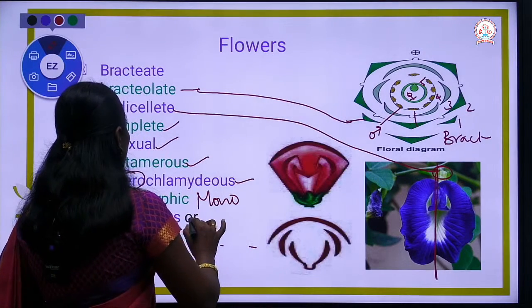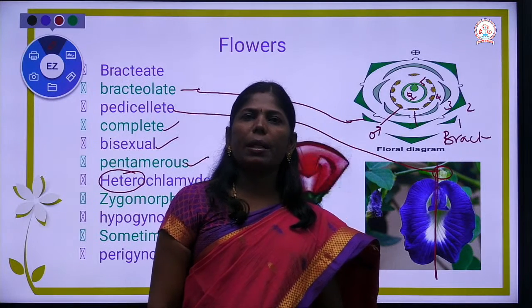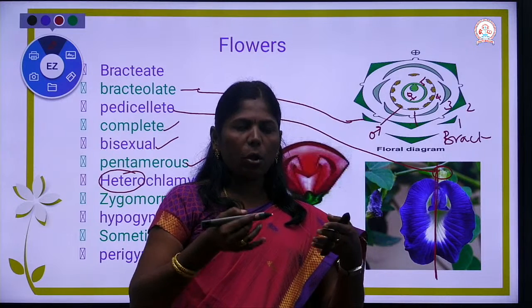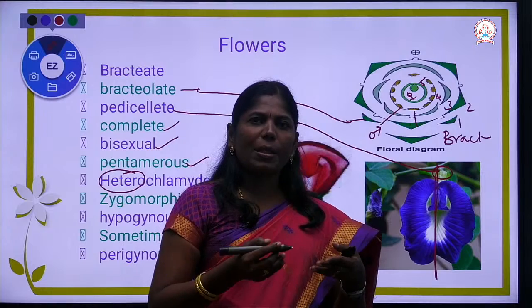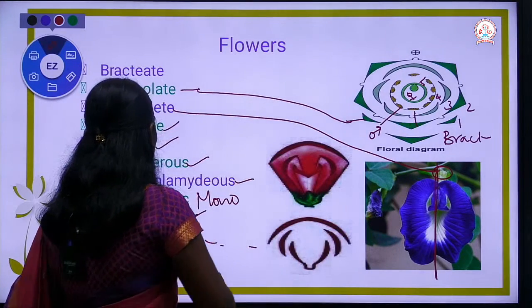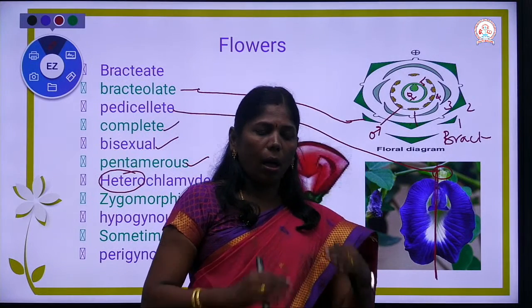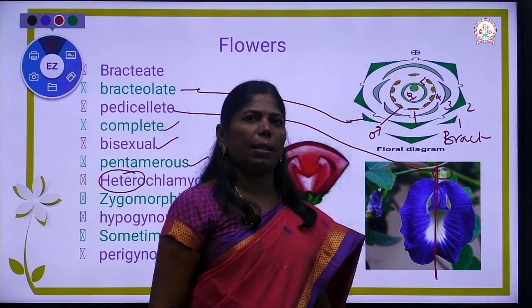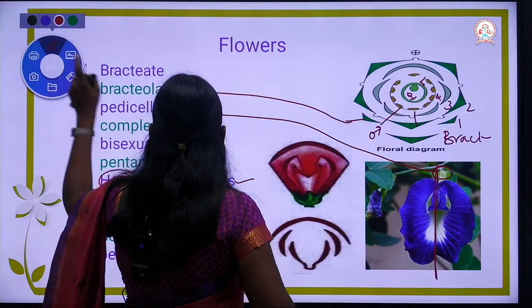Okay, so next one is hypogynous. That we know very well. Hypogynous means a superior ovary. Below the ovary we can see the calyx, corolla and androecium. So that is present in the superior region, superior ovary. Sometimes we can see perigynous. Perigynous means a half superior or half inferior condition. So that is what we call perigynous. Okay, I hope you could understand.